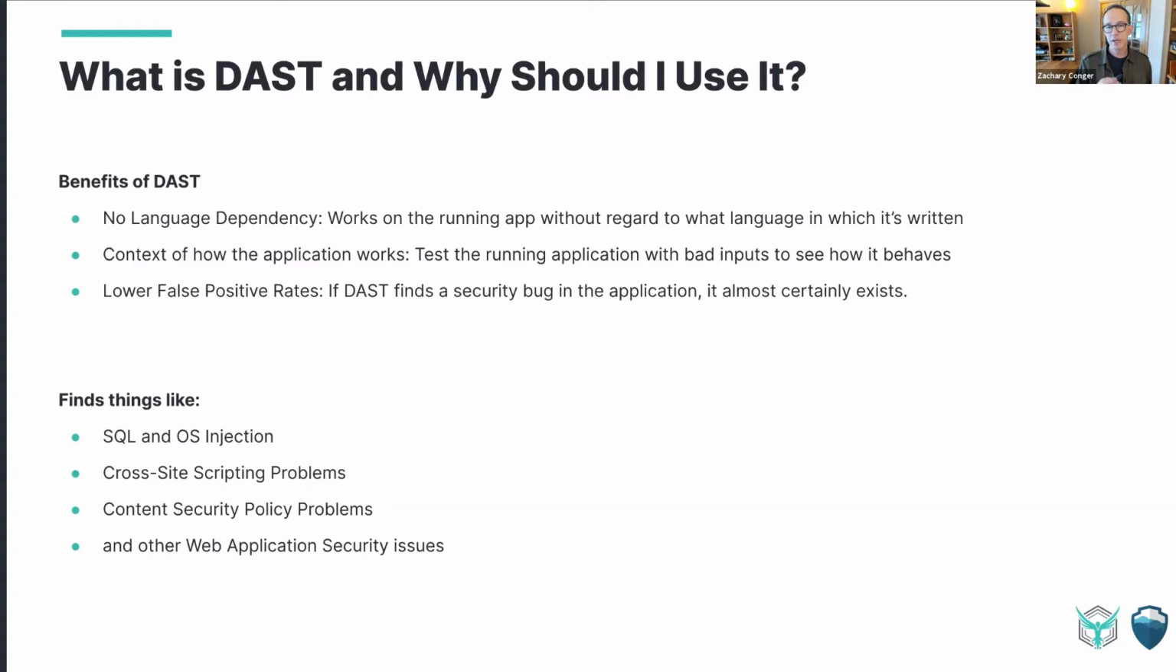So it works by probing a running application and examining the outputs of that application to see if there's evidence of a security vulnerability. As a result, it tends to have lower false positive rates. If a DAST tool, such as ours, discovers an issue, it's likely to really be present in your production code. Our scanner can find, and other DAST scanners can find, things like SQL and OS injection issues, cross-site scripting problems, and other content security policy issues.